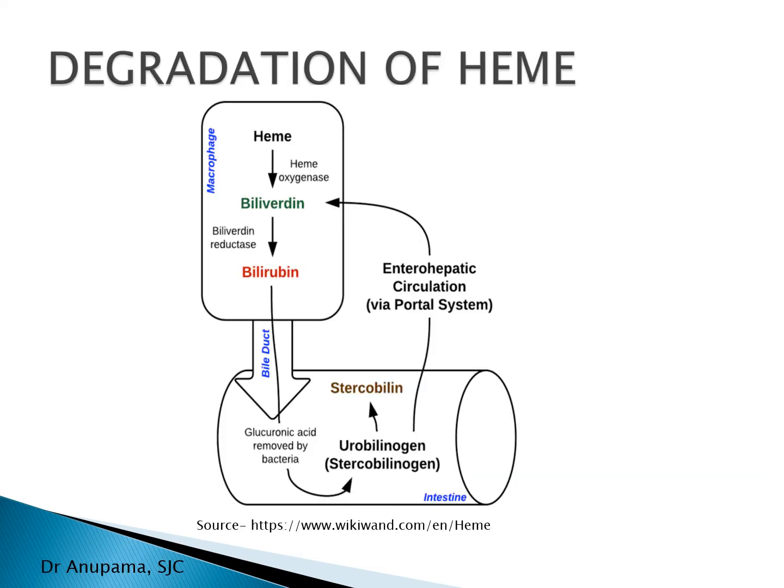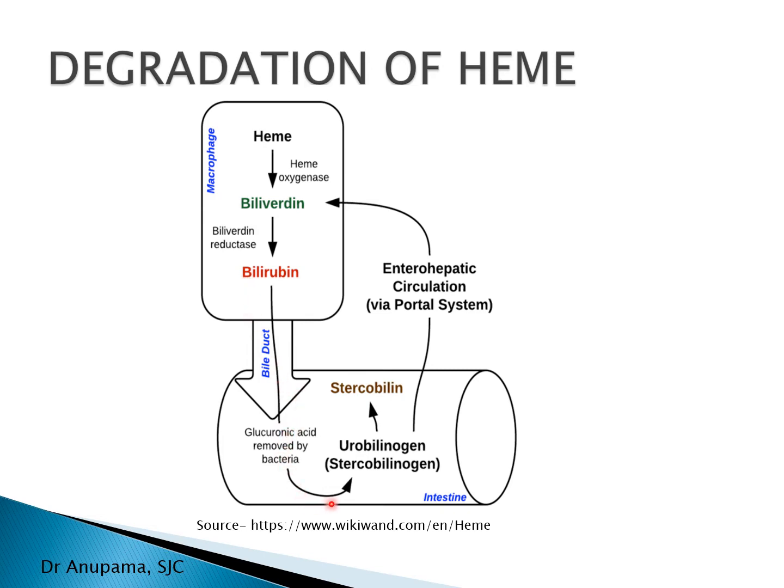After studying all this heme synthesis and the porphyrias, now we shall go ahead with degradation of heme. So degradation of heme means heme has to be degraded into biliverdin, then followed by bilirubin. All this takes place in the macrophages. Then through the bile duct it is transported to the intestine, where these bile pigments enter.